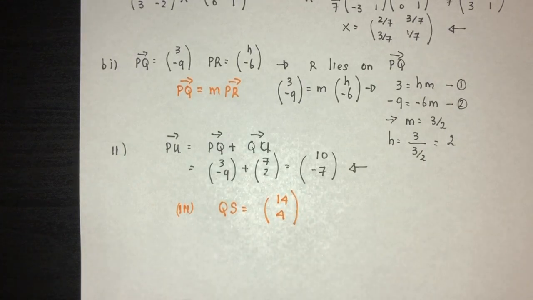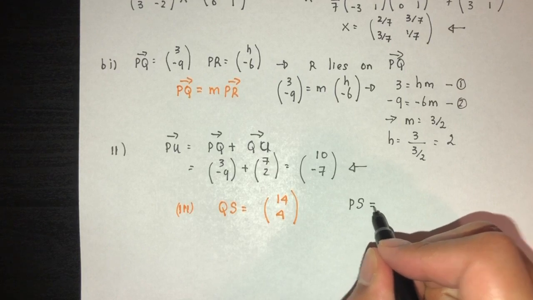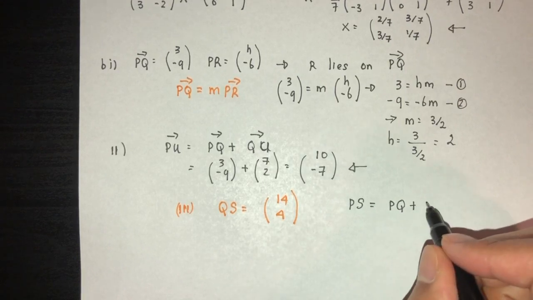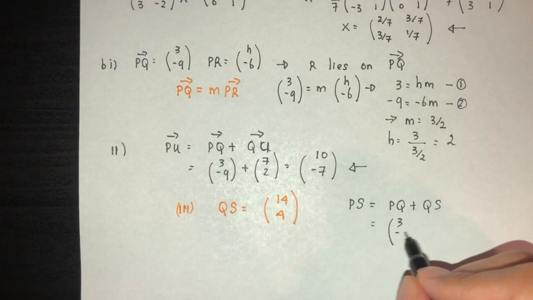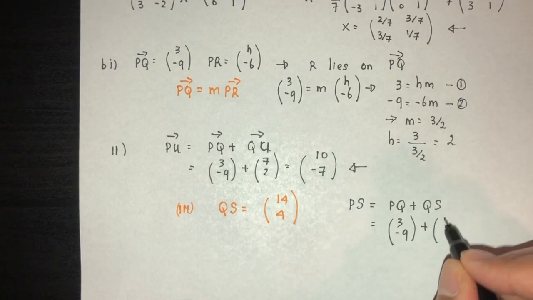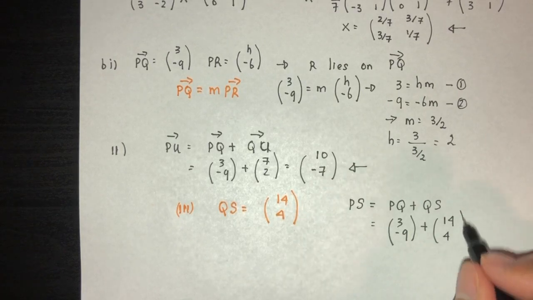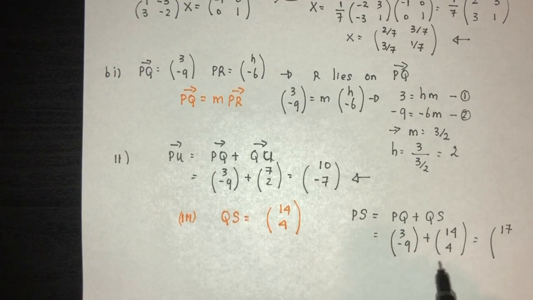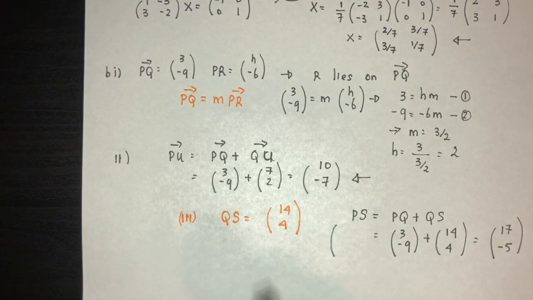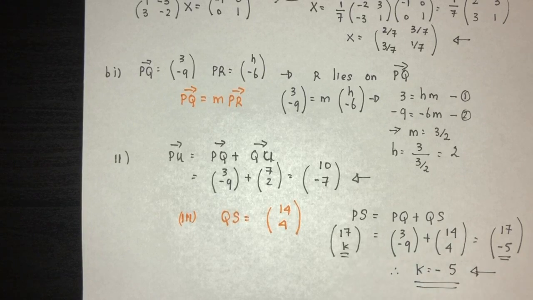Now, how do you find PS? According to the diagram, PS can be found by PQ plus QS. So PQ is given to you by 3, minus 9, plus QS is 14 and 4. If you add those two, you will have 17, and this will be minus 5. Now compare with the actual value given to you, 17, K. K will be minus 5. So K is minus 5 is your value for that question.